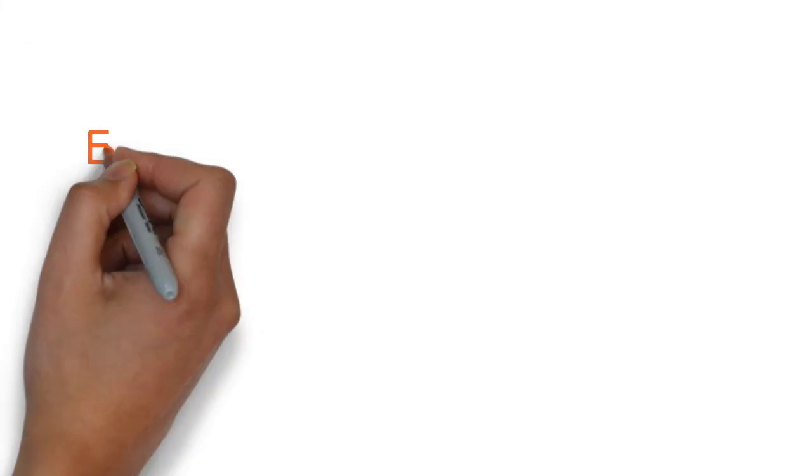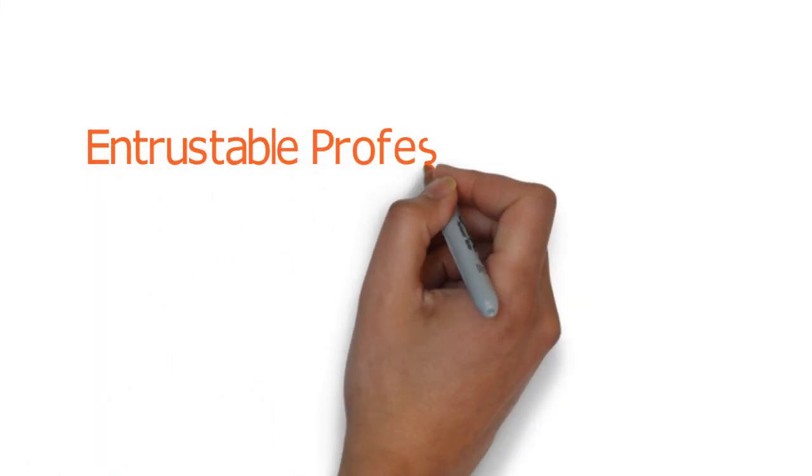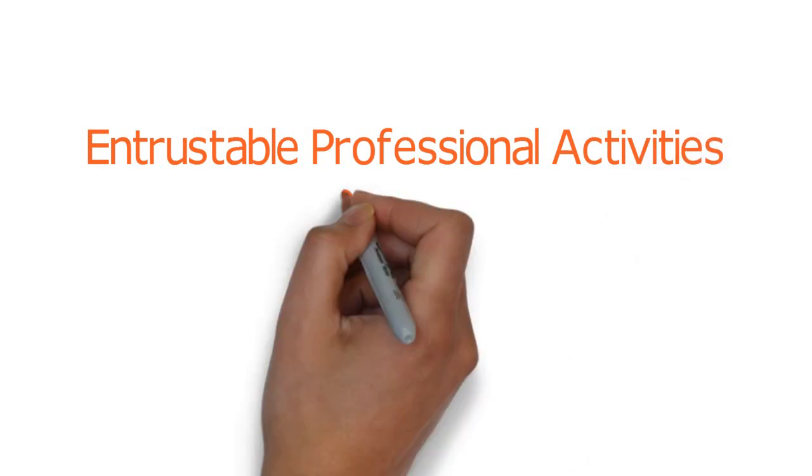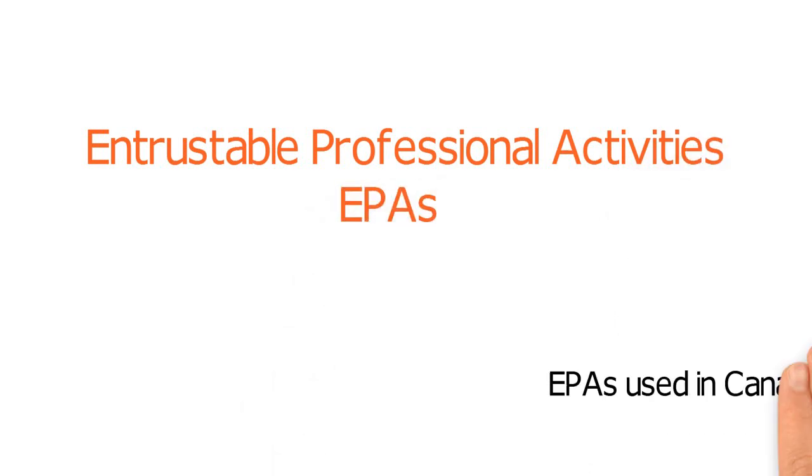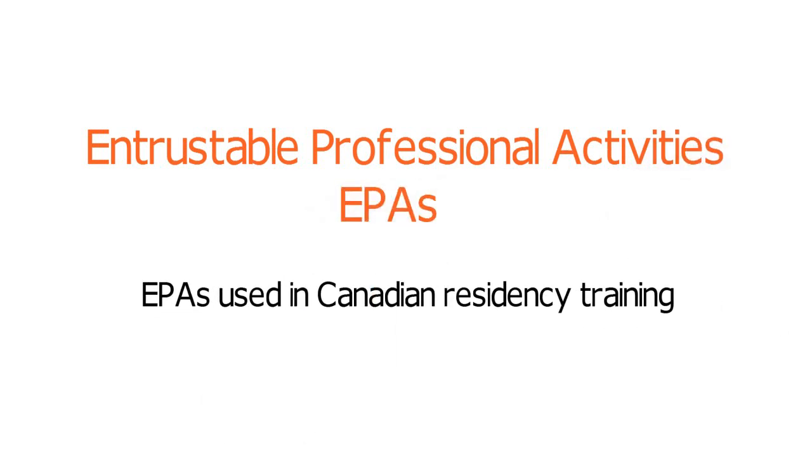In this video, we will explore the concept of entrustment through Entrustable Professional Activities, or EPAs. We will also show you how EPAs are being used as a key component within Canadian residency training. Here's a look at what we'll cover over the next few minutes. We're going to examine what an EPA is, why it's important, and how it's used. Let's start by looking at the what.